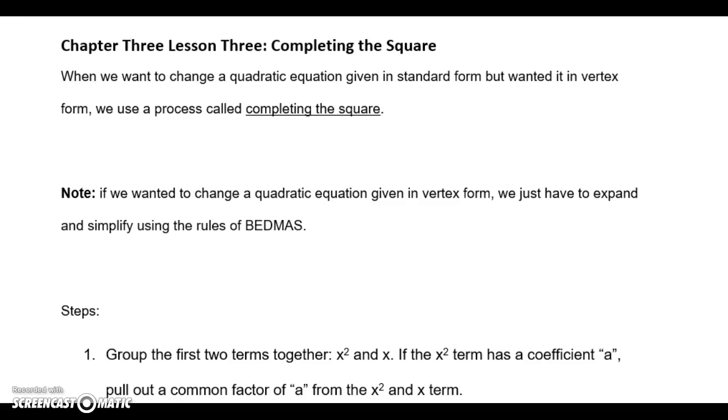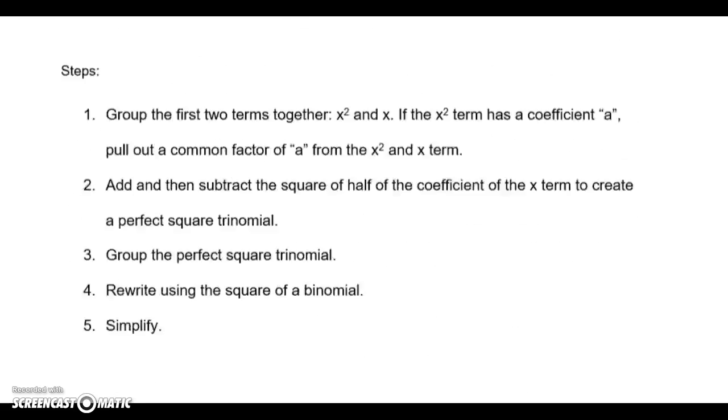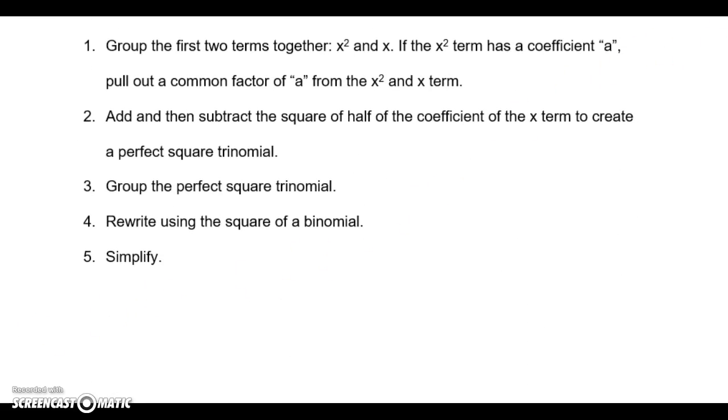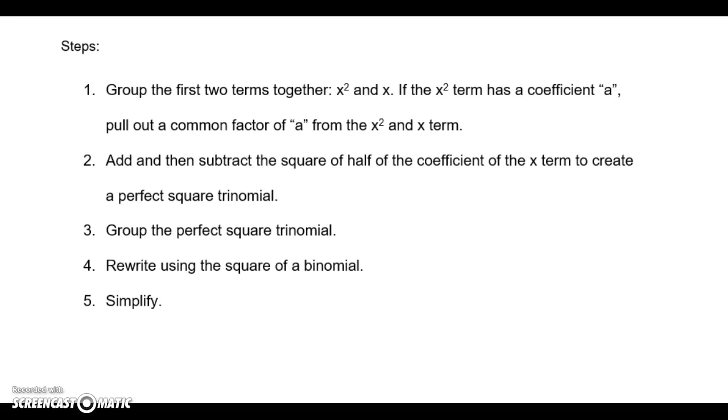So with completing the square, there are 4 to 5 steps that we must follow. So step number 1. Here we're going to group the first two terms together, which is your x squared and your x term. If the x squared term has a coefficient a, we need to pull out that common factor of that a value from both your x squared and x term. So essentially, we don't want that x squared term to have a coefficient.